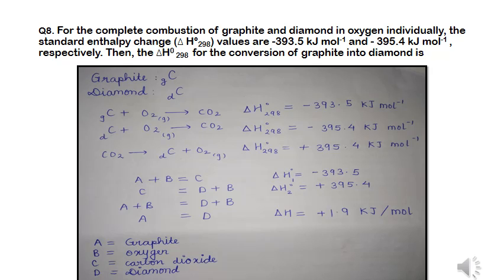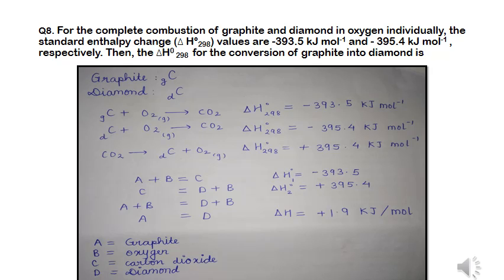If I represent graphite as A, oxygen as B and carbon dioxide as C, you will get the equation A plus B is equal to C. Similarly, for diamond, D plus oxygen B will give you C. Now suppose I reverse this reaction, your delta H0 for the reaction changes and it becomes positive. For diamond you have delta H2 equal to minus 395.4, but when I reverse the reaction, you will get delta H2 is equal to plus 395.4.